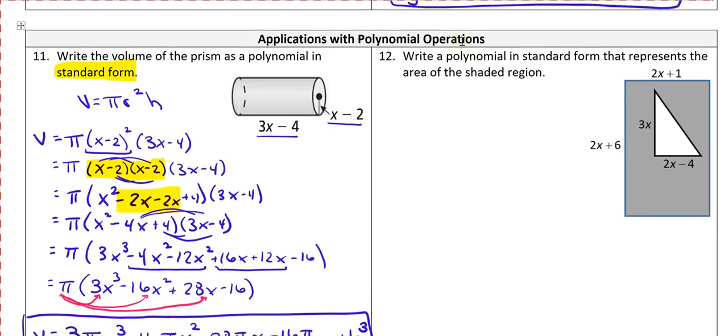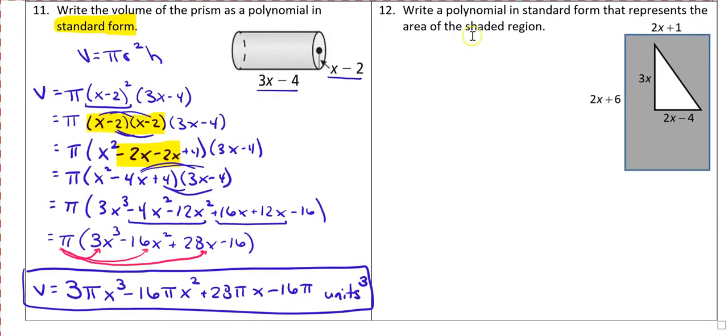All right, last one. Write a polynomial in standard form that represents the area of the shaded region. Now, when we're thinking about this problem, we need to be a little strategic. I can see I have a rectangle, so I know I'm going to need an area of a rectangle. An area of a rectangle is length times width. I'm also going to need an area of a triangle, and I hope you remember that the area of a triangle is 1/2 base times height. Now, I have this gray section and I have this cutout. So in order to find my answer, I'm going to have to take the area of the rectangle, which is the big piece, and deduct from it the area of the triangle, which is that little piece.